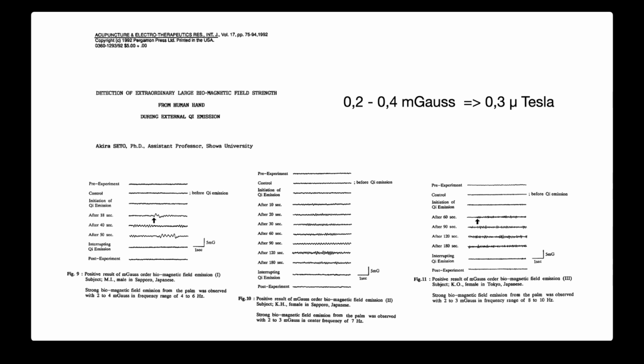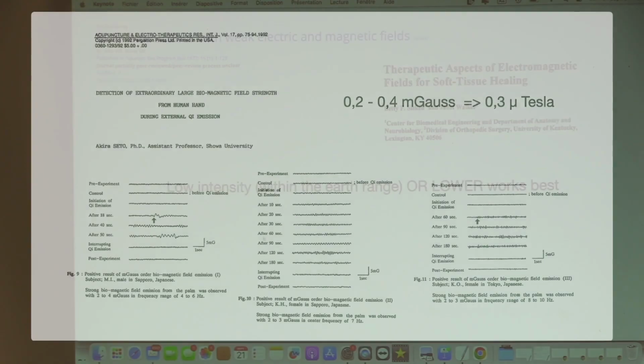And again, another study, a small study, but very interesting. It was done while measuring the field generated by the hands of healers. And it's 0.3 microtesla again, so it's in the same range. Healing with the hands is in the same range as what we are doing with our device.